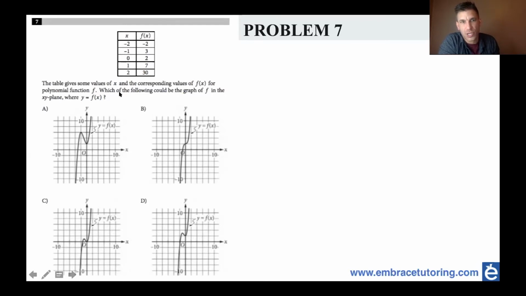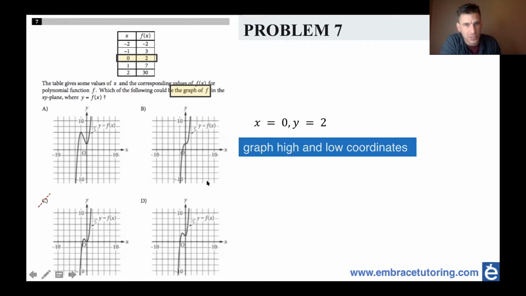This is your y coordinate. For a polynomial function, which one could be the graph of f in the xy plane, or y equals f of x? Well, could be the graph, meaning that I just need to locate specific points on the graph. Granted, I might zoom in, but I think you can see this image fairly clearly. I'm intentionally going to start with 0 and 2, so I'm trying to locate these points on the graph. When x equals 0, y is going to equal 2, and it will be here.